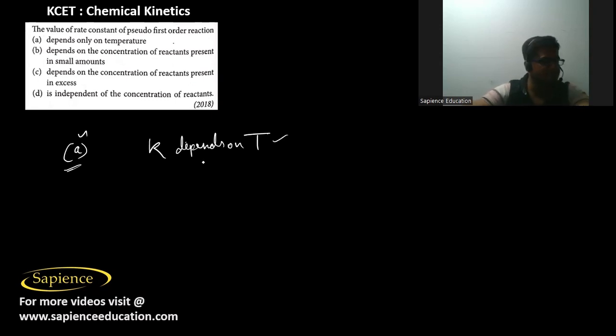Then it is told the value of the rate constant of a pseudo first order reaction depends only on the temperature. So option A is the correct answer: the rate constant K of a pseudo first order reaction depends on the temperature only.